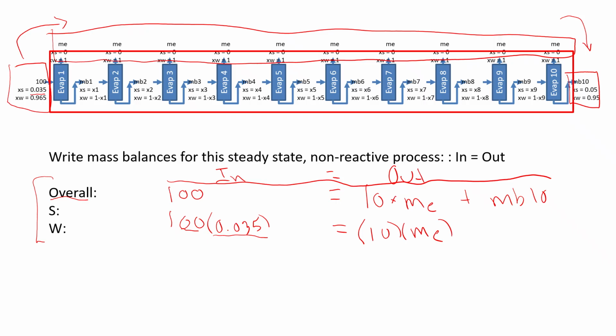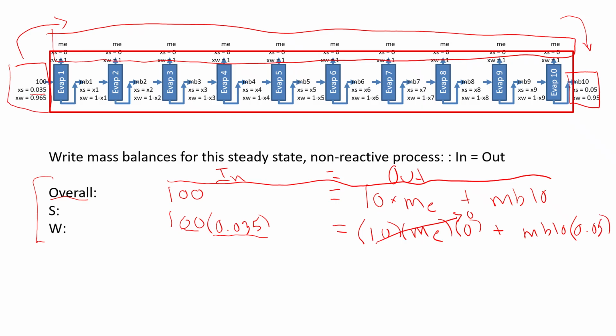This is the evaporated water produced from the 10 different evaporators, and there's no salt in any of those streams. So we're going to multiply that by 0. That whole term then goes to 0. It's not present. We have to add to it the amount of salt that's in the other output stream, which is MB10. And we're going to multiply that by the fraction of this stream which is salt, and we know that's 0.05.